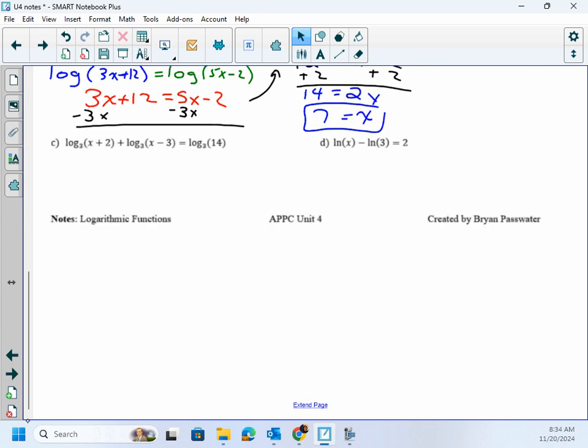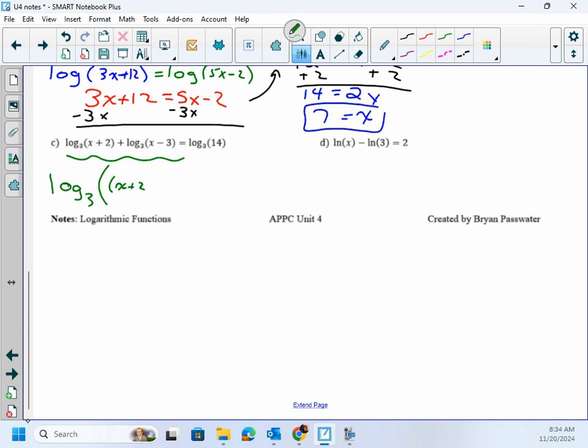Let's go down to C. Again, I have two things that are adding, so I'm going to add these two together. They all have logs. That's a good thing. We're going to add these two together. This becomes log base 3 of x plus 2 times x minus 3 equals log base 3 of 14.